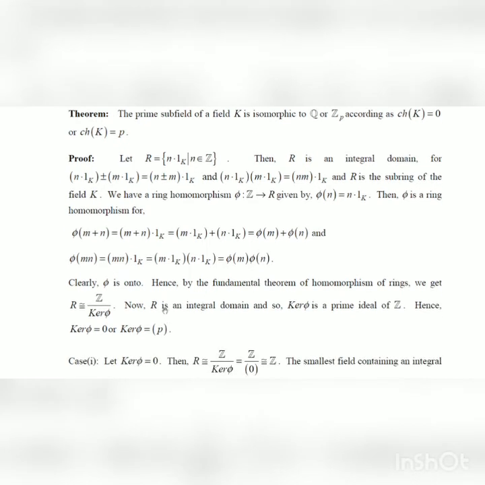Now, your R is an integral domain and Z, we know, is also an integral domain. So, we need the smallest field containing this integral domain R. The smallest field containing Z is nothing but its field of quotients. And what is the field of quotients of Z? It is Q.